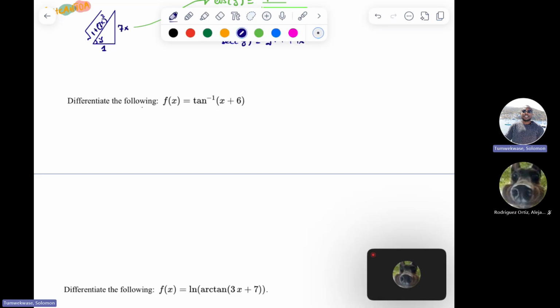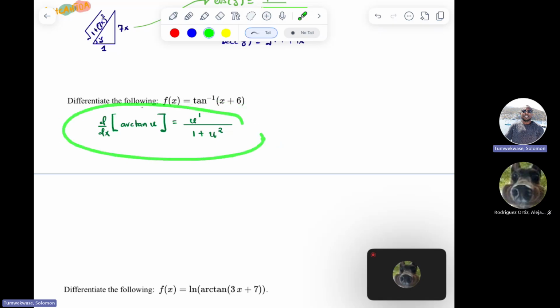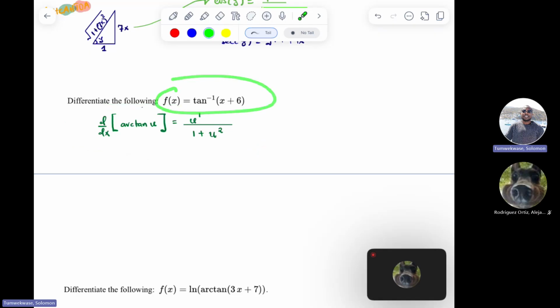Now, I want to remind you that whenever I have the derivative of arctan of u, where u is a function of x, then this is the same as you take the derivative of u with respect to x, then you divide by 1 plus u squared. Now, if you remember this, then life becomes easy. Of course, if you don't remember this, but you remember how to differentiate that from scratch, then that's completely fine.